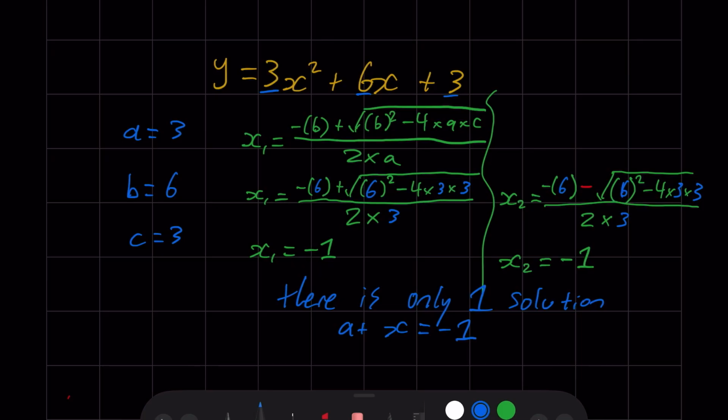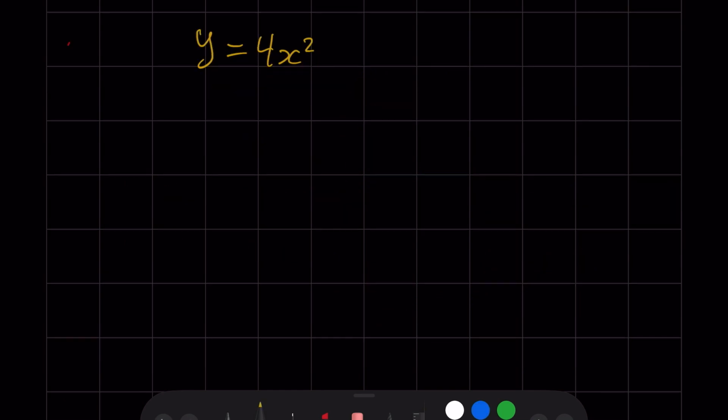So there is only one solution, and this formula tells you that. This one will be 4x squared plus 1. Now, there is a chance that you may get a question like this, and there is one small trick to it. First, once again, we go a equals, b equals, and c equals, and we want to know what these three values are. Now, a is our first one. It is connected to our x squared, so a equals 4.